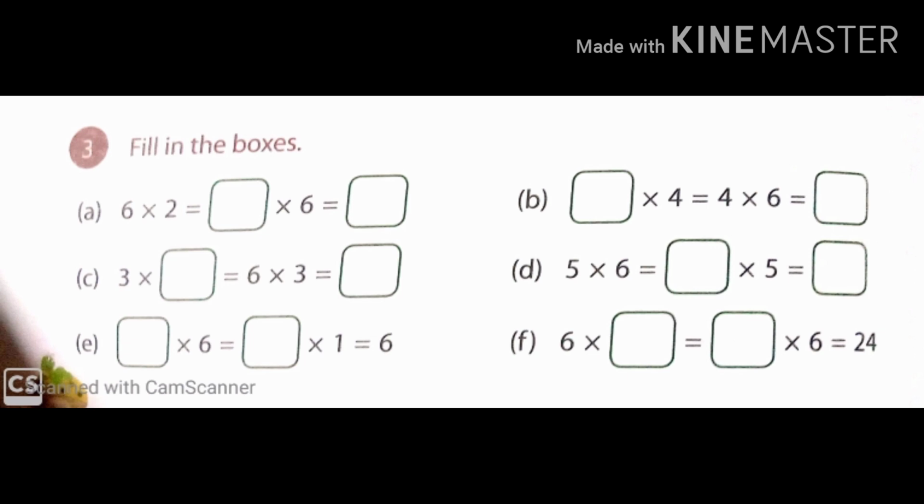6 into 2 equals to dash into 6 equals to dash. Dash into 4 equals to 4 into 6 equals to dash. 3 into dash equals to 6 into 3 equals to dash. 5 into 6 equals to dash into 5 equals to dash. Dash into 6 equals to dash into 1 equals to 6. 6 into dash equals to dash into 6 equals to 24.